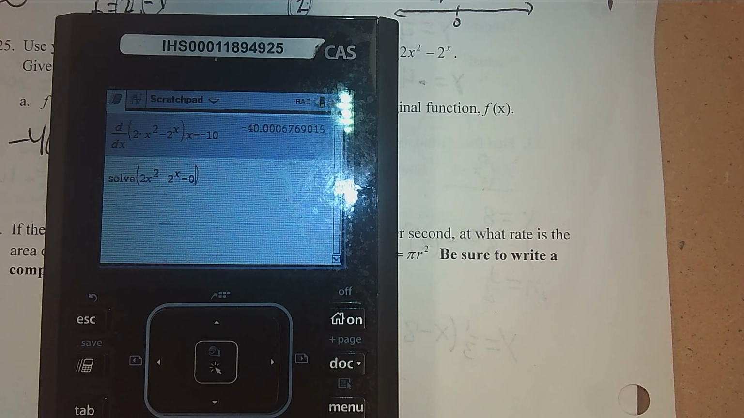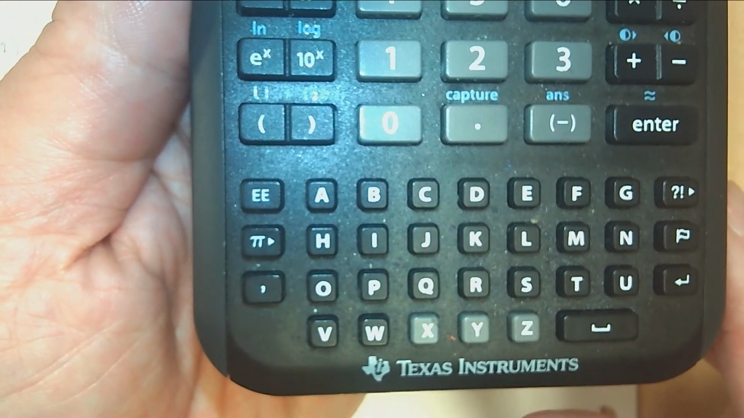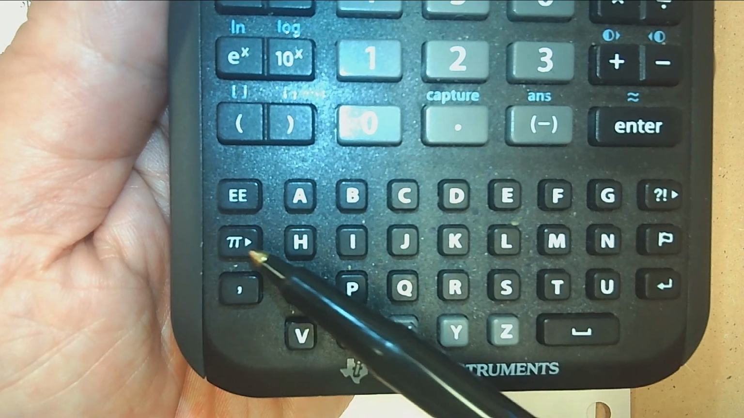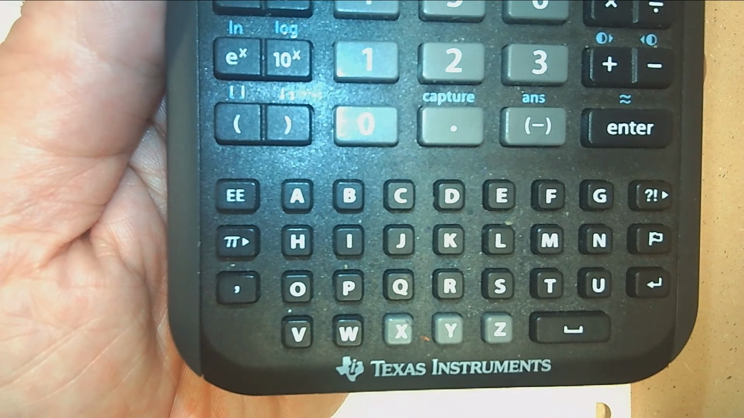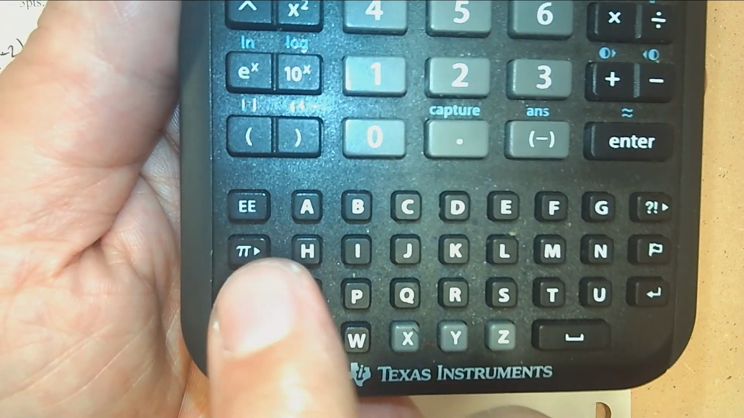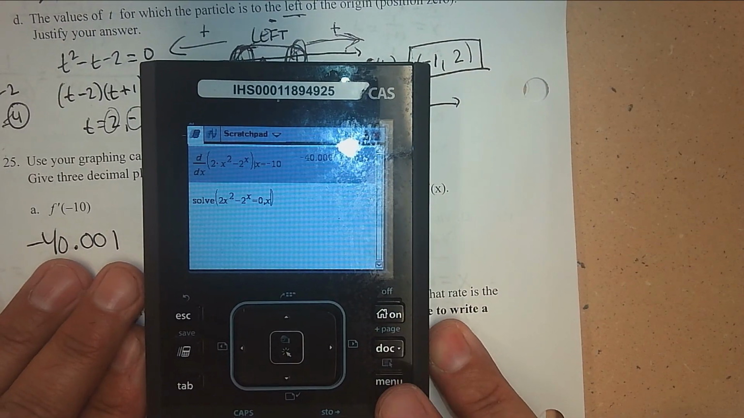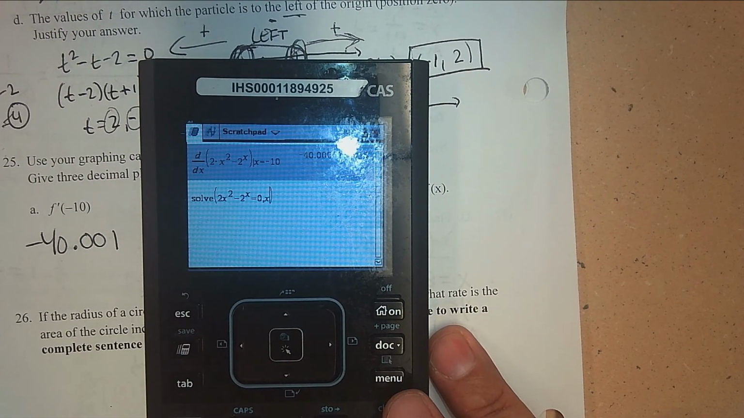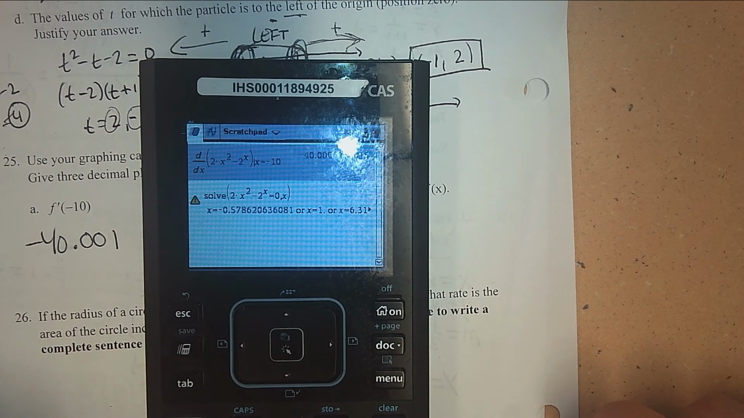Now to solve it, we need to know where the comma is. So do you see on the bottom left? There it is. On the bottom left, do you see pi? That'll be helpful one day. But underneath that is the comma. I need that comma because it tells the calculator to solve. So press the comma, and then x, and that's it. And to get the answers approximate with the decimal, I'm going to go Control and Enter, and then it's going to give me those answers.